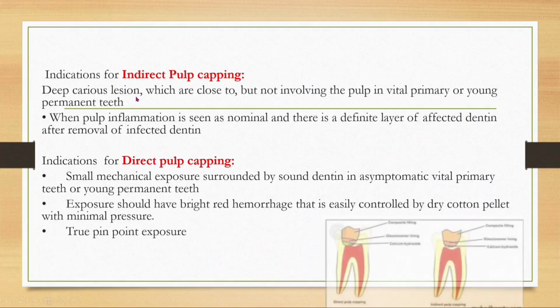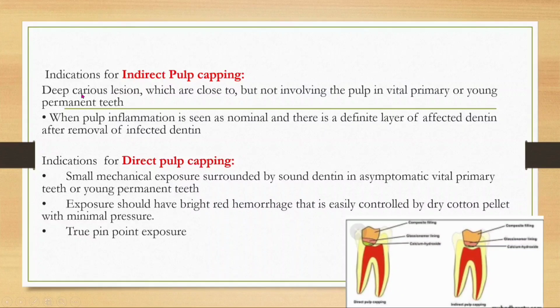So what are the indications of indirect pulp capping? When there is a deep caries lesion which is close to but not involving the pulp in vital primary or young permanent teeth. Okay. So when pulp inflammation is seen as minimal and there is a definite layer of affected dentine after removal of infected dentine.